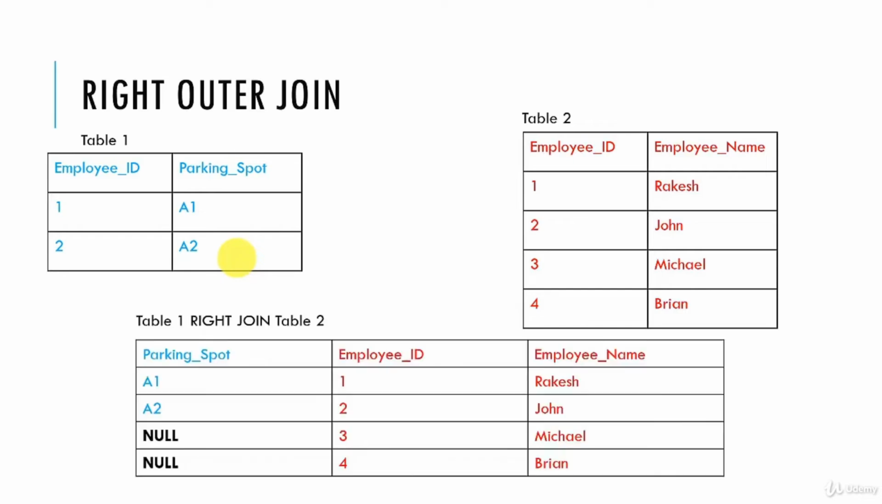Table 1 right join table 2 means take everything from table 2, and whatever matches with table 1, substitute the values. Whatever does not match, put a null, right? So that's the basic difference. When you have a left outer join, that means take everything from the left table. When you have a right outer join, take everything from the right table. So that's the major difference. So all rows from the right table are included, and non-matched entries from the left table will have null.